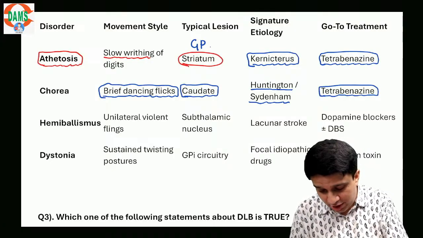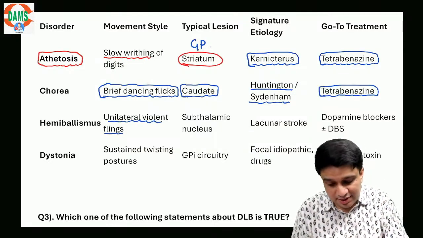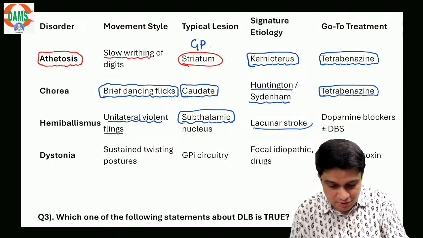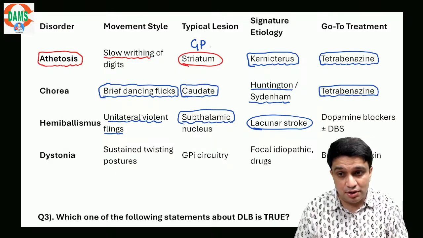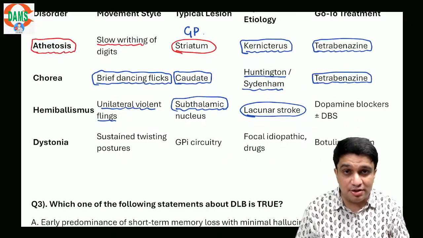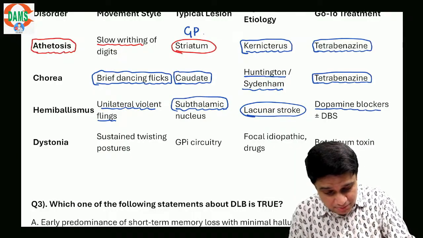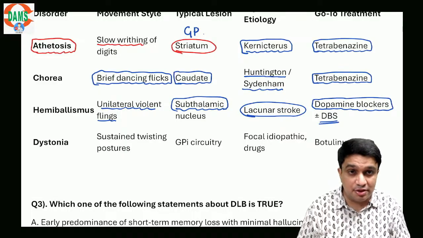Great. Hemiballismus is a unilateral violent flinging movement that you saw. The lesion is in the subthalamic nucleus. What is the etiology for hemiballismus? As mentioned in the question earlier, it is a lacunar stroke. Small infarcts in the subthalamic nucleus can cause it. And the treatment is dopamine blockers. Dopaminergic antagonists are generally given, plus or minus DBS, deep brain stimulation.